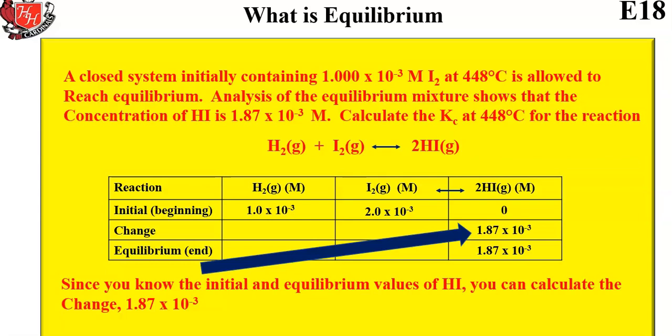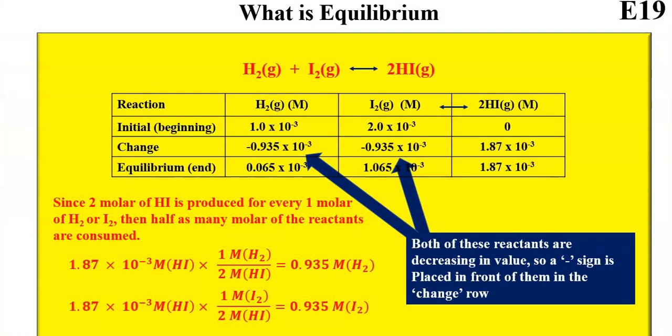Okay, so since you know the initial and equilibrium values of HI, you can calculate the change, which is 1.87 times 10 to the negative 3. All right, so we work backwards now and fill in the change for the two reactants. So look at the relationship up at the top in the reaction line or in the equation. 2 moles of HI relates to 1 mole of I2 and 1 mole of H2. So it's a 2-to-1 relationship. So if 1.87 times 10 to the negative 3 represents 2 moles, then half that number is going to represent 1 mole.